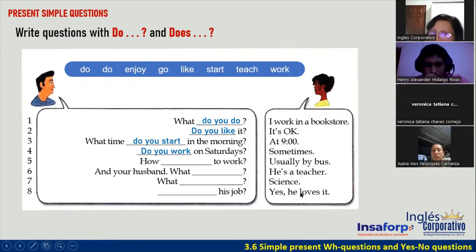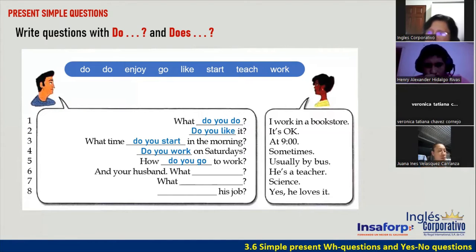O sometimes. ¿Ok? Para las preguntas de sí o no, usted puede elegir si va a responder con un sí o un no, o si va a dar una palabra, como en este caso, ¿verdad? Que está relacionada siempre a frecuencia. Do you work on Saturdays? Yes, I do. No, I don't. Or sometimes. ¿Ok? How do you go to work? Usually by bus. Or I take the bus. Or I use public transportation. Or I go by car. I use my car. I drive my car.